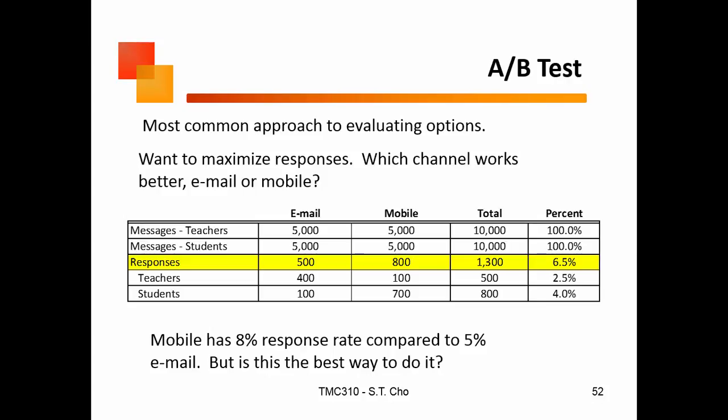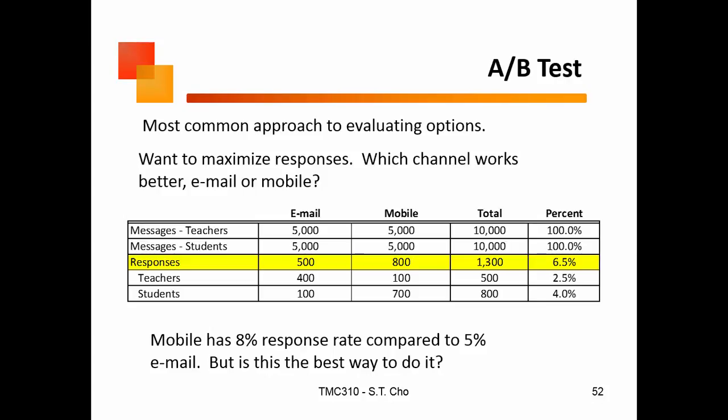One technique is A-B testing. With A-B testing, I have two choices. Which one is better, or is there a way I can optimize the two together? In this example, what if I want to use communication by email or mobile for students and teachers, and I want to see how they respond?